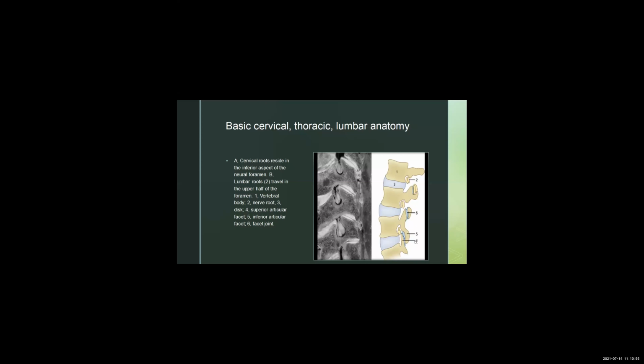Number four and five, these are called the facets. These are little bony outpouchings coming from the vertebral body. The reason I bring this up is that knowing what all these structures are is extremely important in terms of understanding the imaging.